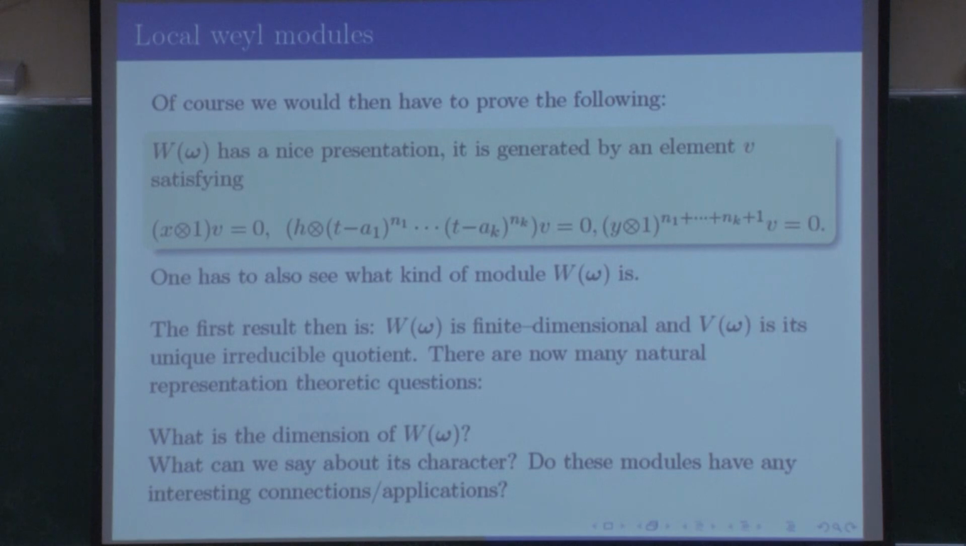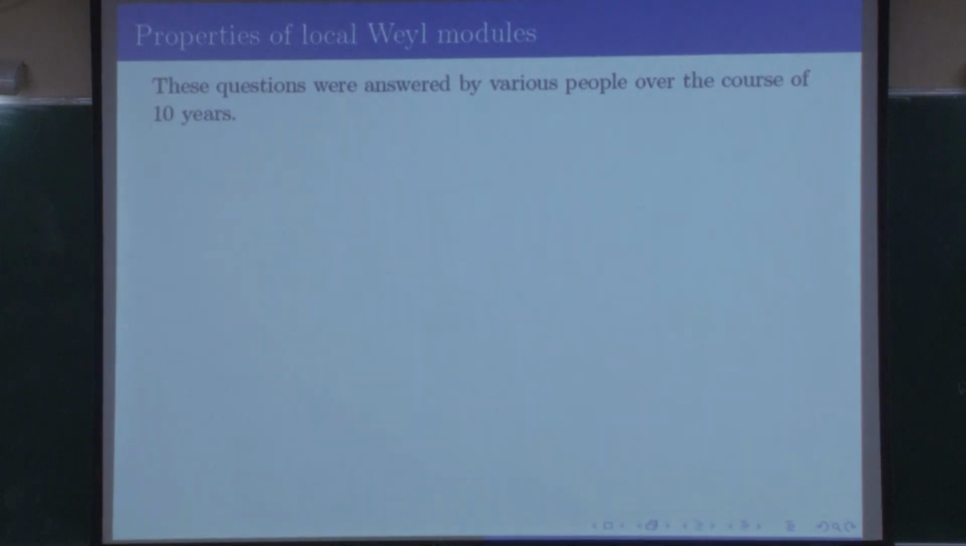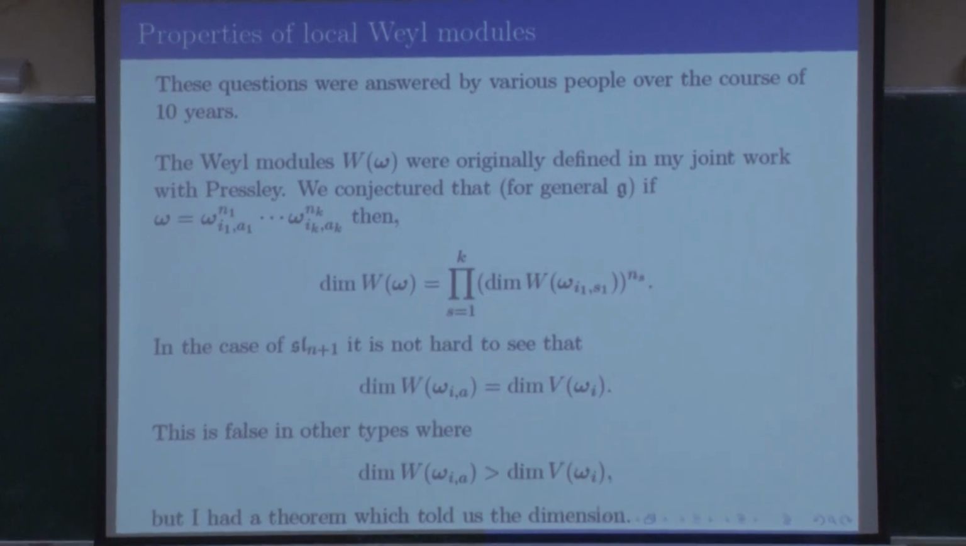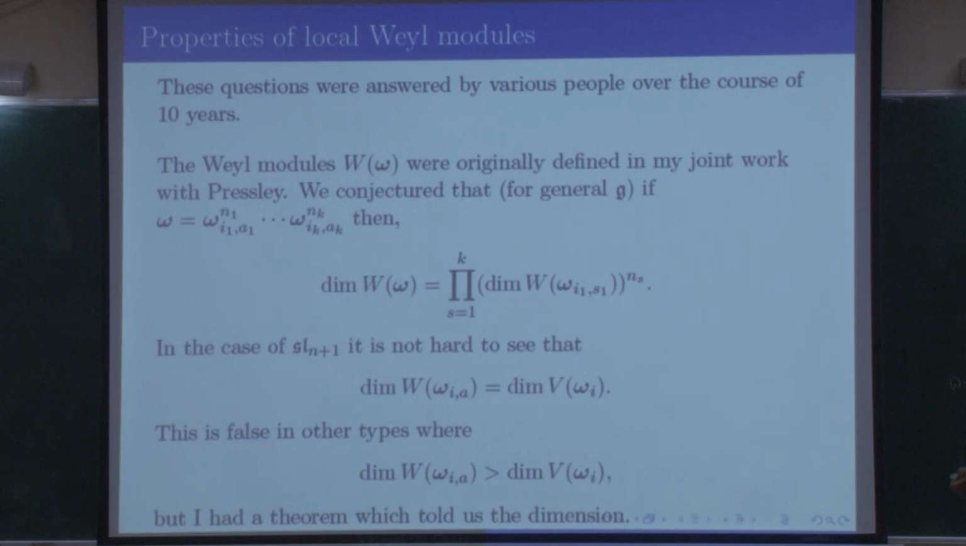So I want to address some of these questions. These questions on dimensions and characters took a long time to prove, and there were various people involved in the proof. Let's look at a little bit of the history. These Weyl modules W omega were originally defined with Pressley in 2000. And then we had a conjecture for the dimension of this Weyl module. I've written this conjecture for general G.